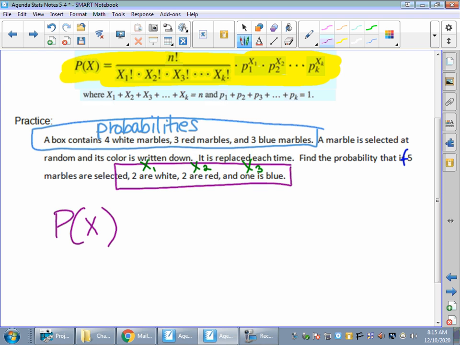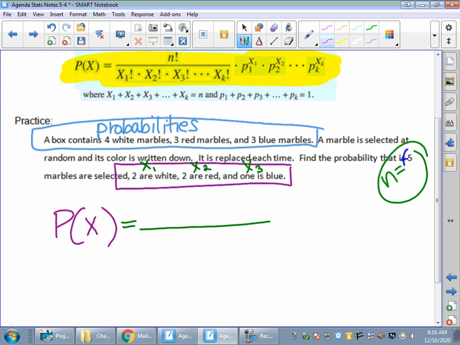So I want all 3 of those things to happen when I pick marbles out, write down the color, and replace them each time. Notice my favorable and my possible are not changing because I am replacing them. Here's the big question, N. What is the number of trials? Some people might think it's 10 because that's how many marbles I have in my box, right? However, how many marbles am I going to select? I'm selecting 5 marbles, so that is my sample size. Again, the 10 tells us the probability of different marbles happening.